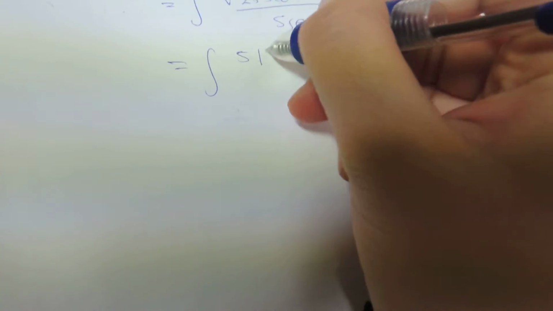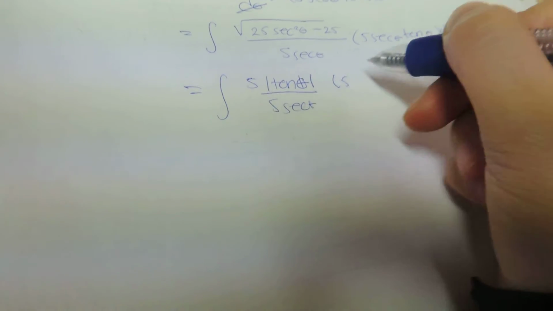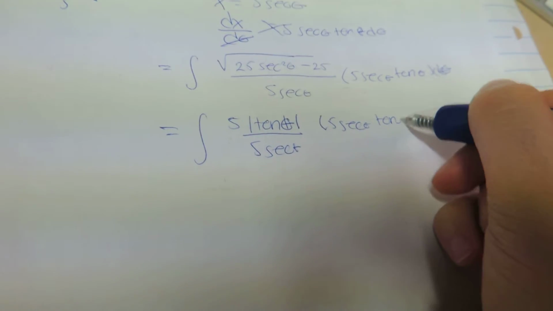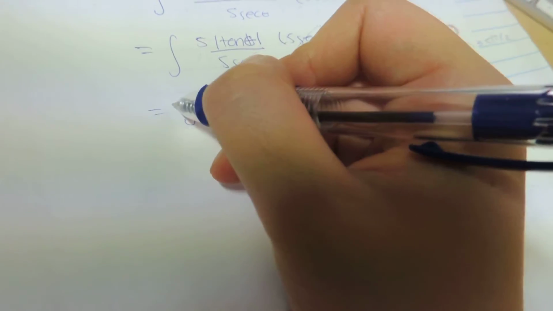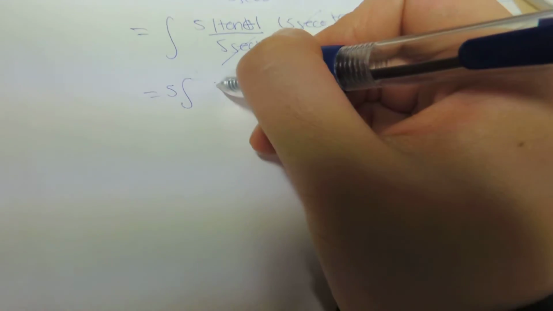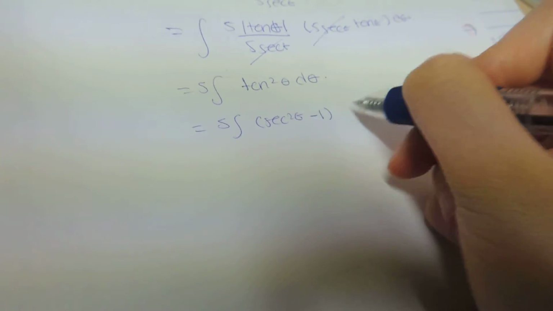So when we want to simplify this, we can take the square root, get rid of the square root, and we can get 5 of the absolute value of tangent theta, all divided by 5 secant theta multiplied by d theta. So when we do some cancellation, this will go and this will go, leaving us with the integral of, we can take out 5 since it's a constant, leaving us with the integral of tangent square theta d theta. And we know that tangent square theta is simply secant square theta minus 1 d theta.